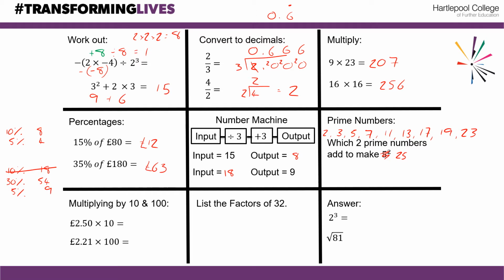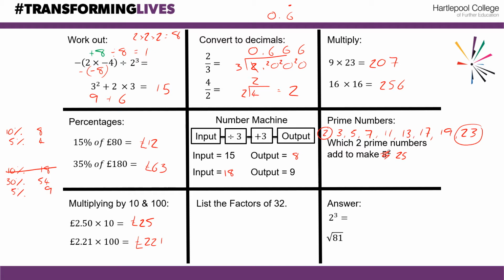And which two of those numbers add up to make 25 or 5 squared? Well, 2 add 23 seems to be the obvious one there. Next up, multiplying by tens and hundreds. So £2.50 times 10 is £25. And £2.21 times 100 is £221.